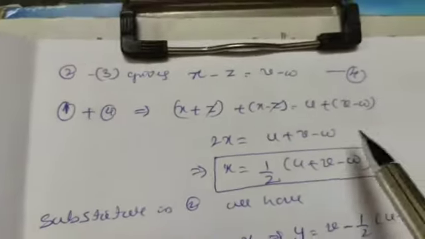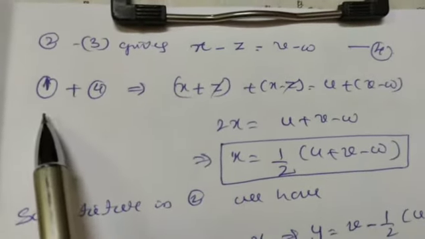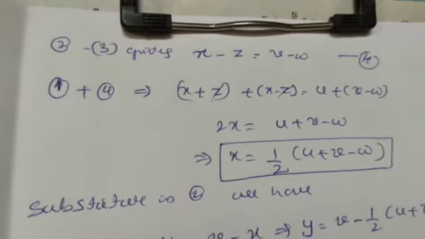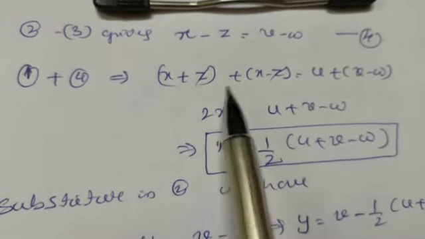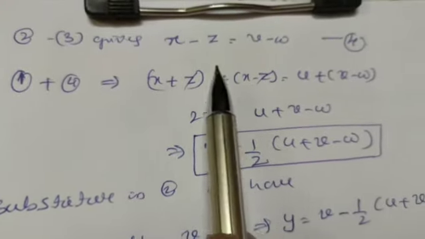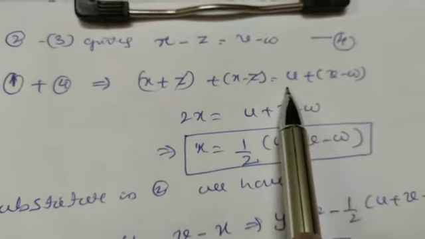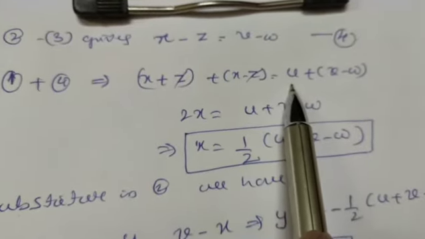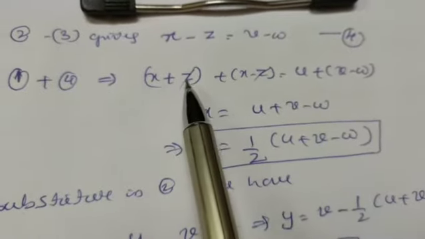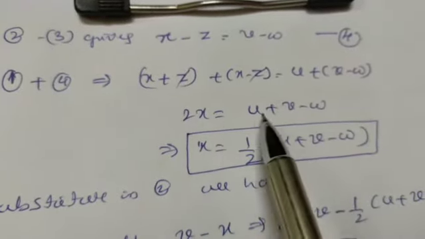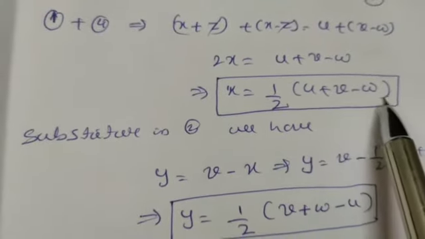Let us take this as equation 4, and let us add equation 1 and 4. Equation 1 is x plus z equals u, and adding the LHS of equation 4, x minus z, equals the RHS of equation 1, u, plus the RHS of equation 4, v minus w. So here z gets cancelled, 2x equals u plus v minus w. This implies x equals 1/2 into (u plus v minus w).